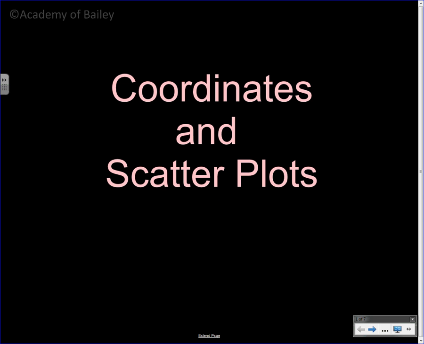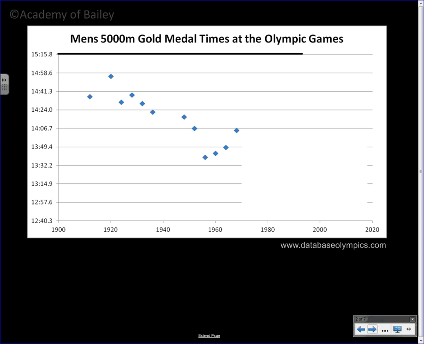Let's look at some work here on coordinates and scatterplots. Let's talk about what they are. First off, we're going to start with some scatterplots, and then we'll get into coordinates on a graph.